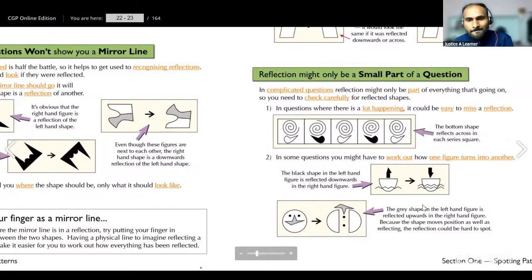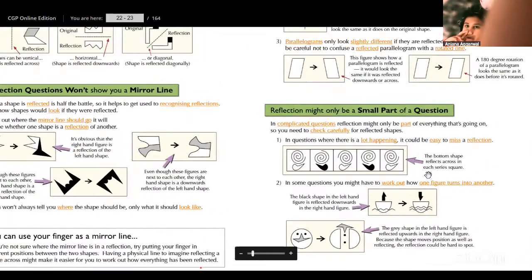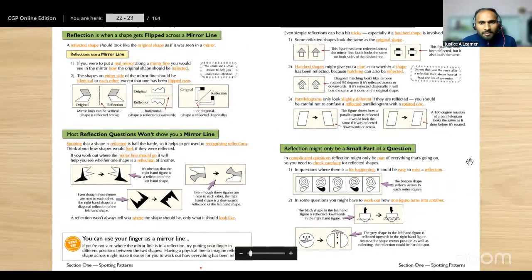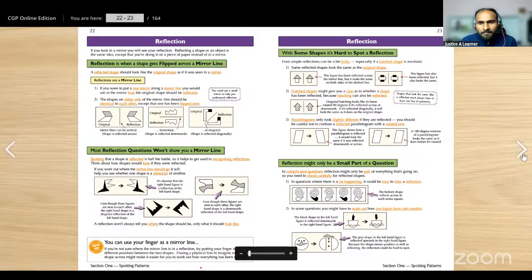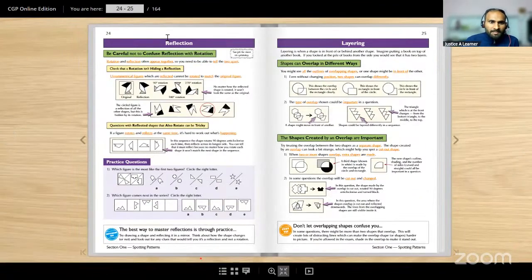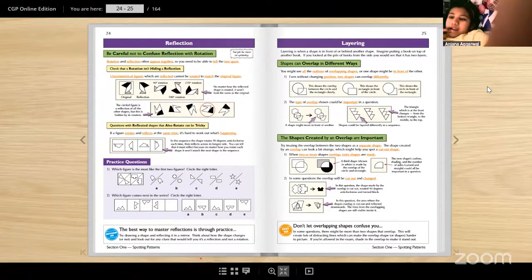Should we do the questions now? Did you understand this or not? Yeah, but I think there's more on the next page. If you go on the next page. Yes, there is, and there are questions as well.